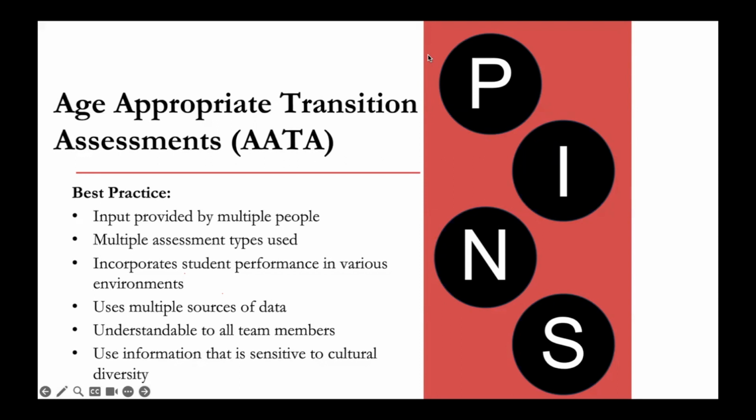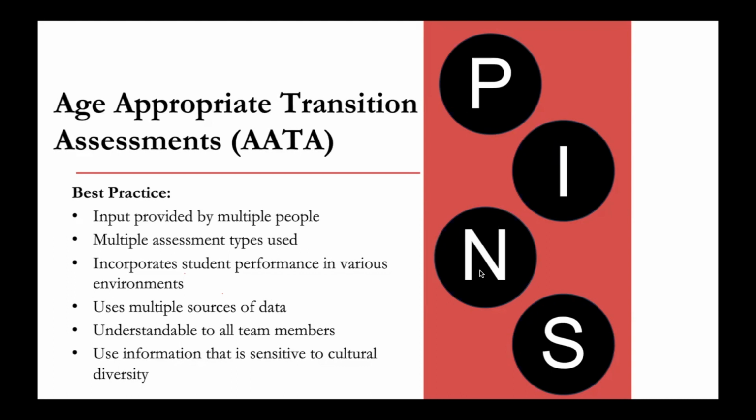So best practice, there are multiple people involved within the age-appropriate transition assessment. Examples of multiple people: the student, the parent, staff, coaches, vocational rehab counselors, employers, related service personnel. You can gather information from all of those different types of people for your transition process. Utilize multiple assessments, making sure that you're using formal and informal assessments. And like I said, we're going to talk about that in just a little bit. Student performance in various environments: you could collect data in the classroom.